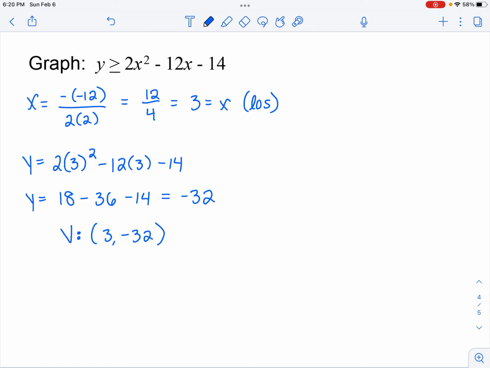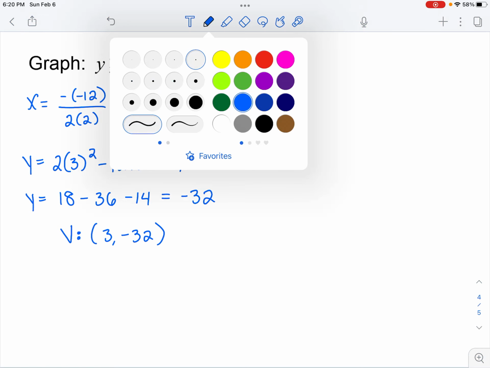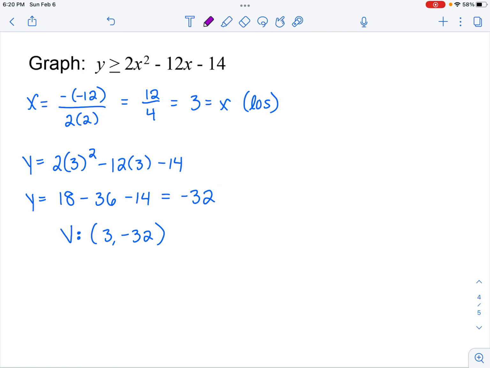Now that's a pretty big y value for the vertex. So I'm going to want to scale my graph so it's relatively easy to plot that point. Okay. Now I want to find the x-intercepts if it's factorable. So let's see if we can factor this. 2x squared minus 12x minus 14. I notice all of that is divisible by 2, so if I divide out the 2, I get x squared minus 6x minus 7, and that does in fact factor.